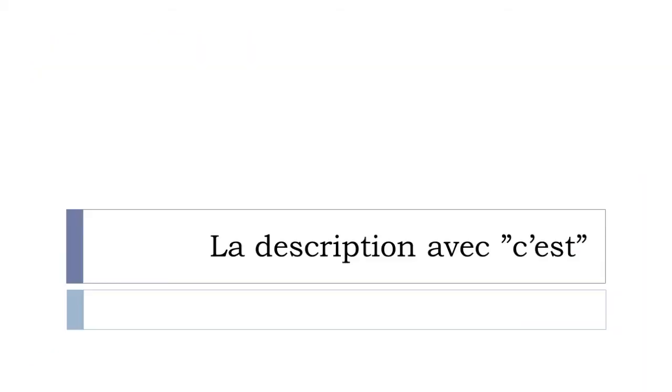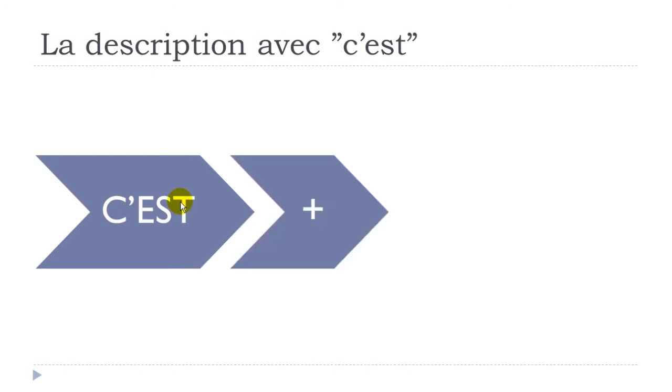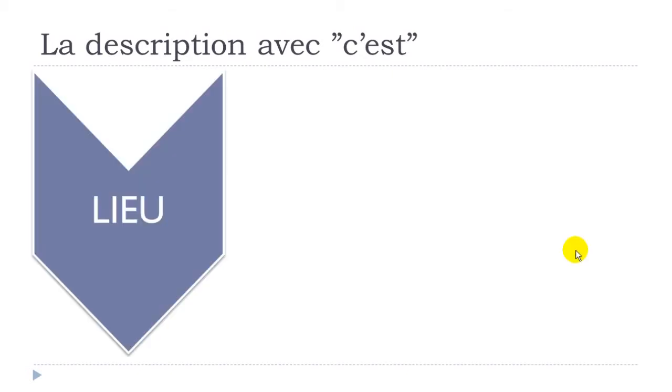La description avec c'est. So if you want to use this c'est option to make a description, c'est would technically be directly translated as "it is" or "this is." But in French, you will have to add the adjective after that, and the adjective should be all the time at the masculine form. It's really a common way to describe things. We'll see a few examples now.